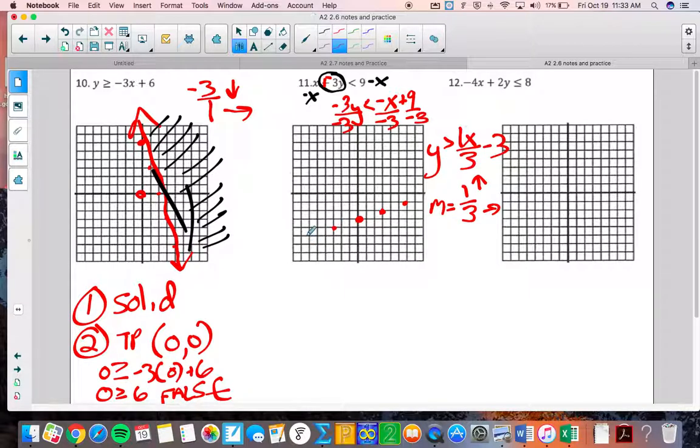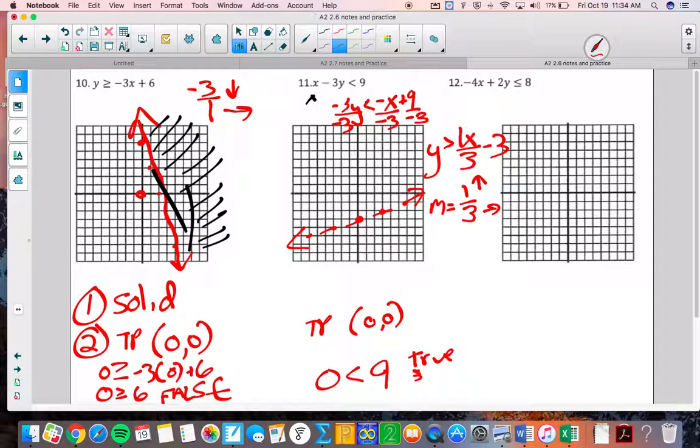etc., etc. It will be a dashed line because there's not an equal sign underneath the Pac-Man. And now let's test a point. If you plug in 0 for x and y, you get nothing on the left. So you get 0 is less than 9. Is that true? Yes, that's true. So you shade towards. True means towards. This point's a solution. Shade everything towards that line. Everything else is a solution on that side as well.